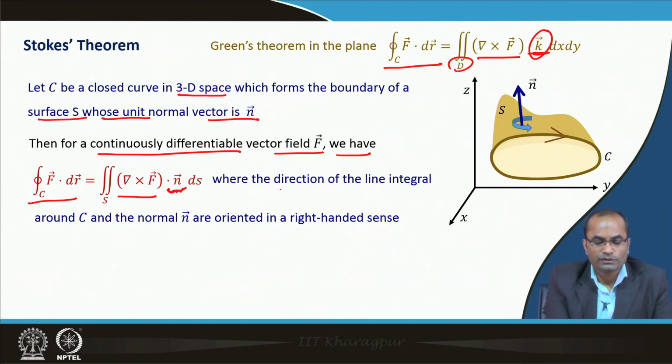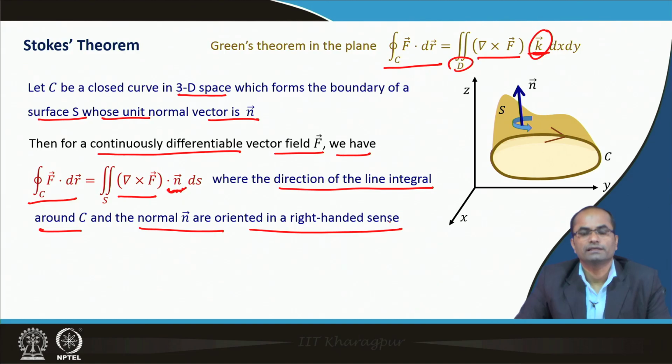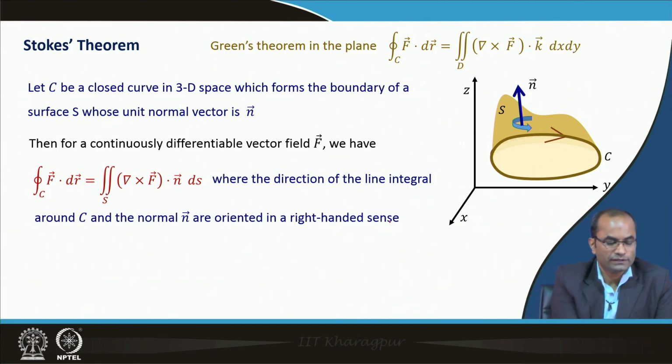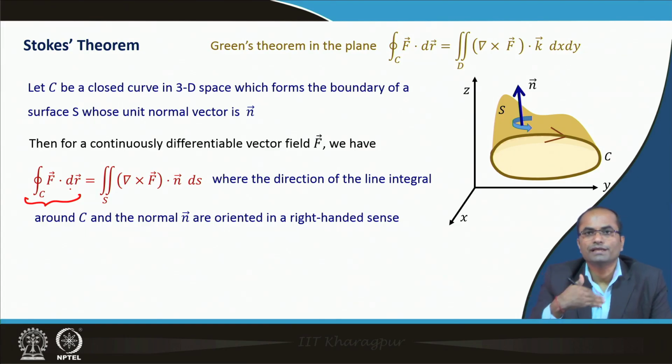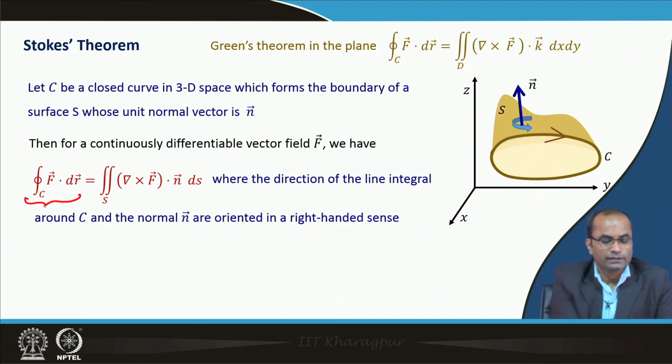Now the important point: the direction of the line integral around C and the normal n are oriented in a right handed sense, because this is important. The value of this curve integral will change if we go clockwise instead of anti-clockwise.